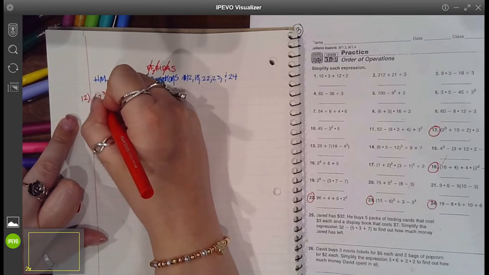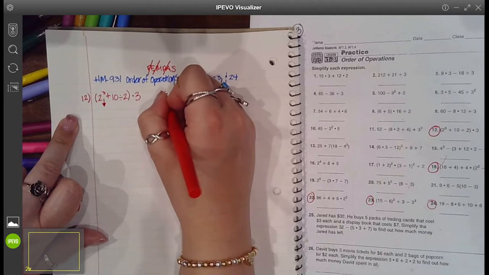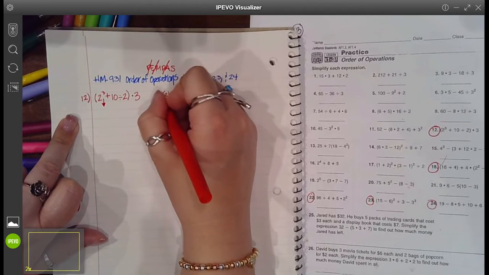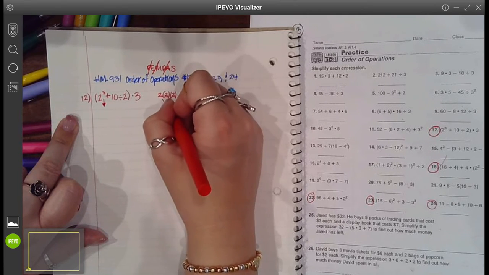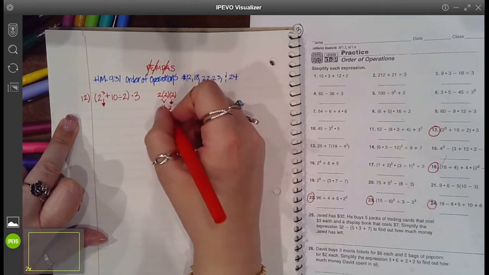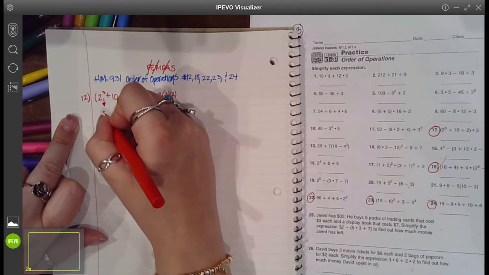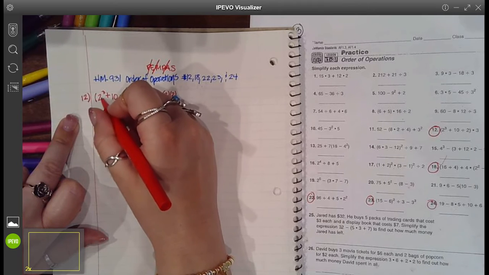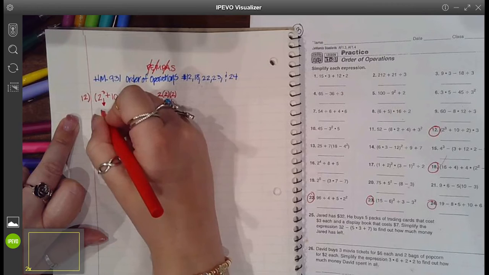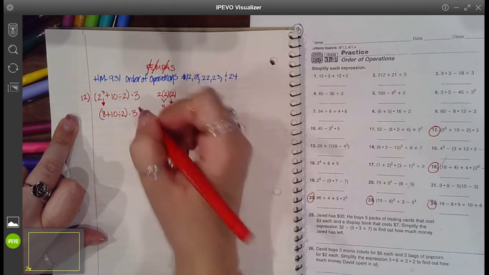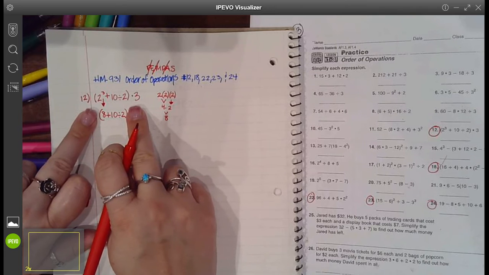So let's simplify this 2 cubed. That's 2 times 2 times 2. It's 2 times itself 3 times. So 2 times 2 is 4. Bring down that 2. And 4 times 2 is 8. So 2 to the 3rd power is 8. Okay, that got rid of the 2 cubed, but bring down the plus 10 divided by 2, parentheses, and times 3. Now, I still have parentheses that I need to simplify inside of.